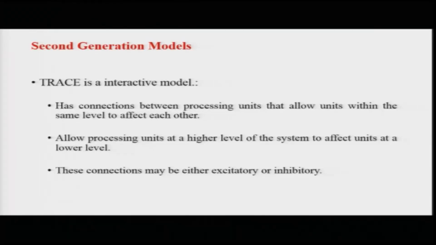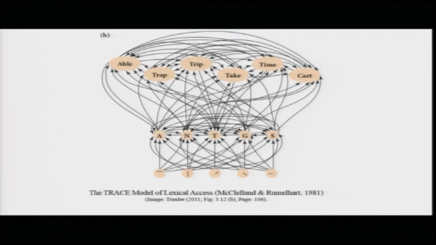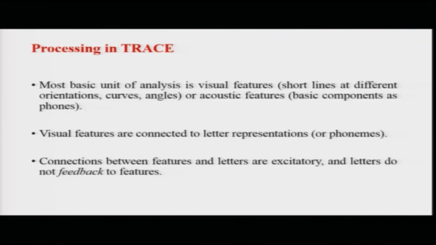These connections between components at these levels can be either excitatory or inhibitory. This is also something that one needs to remember. I would suggest that you look at the architecture in some detail. This is how this really happens, and then let us look at the processing that happens in the TRACE model. Now, the most basic unit of analysis when you look at a visual word is features: vertical lines, horizontal lines, slanted lines, semi-curved structures, and so on and so forth. In speech, in an acoustic form, it is the phonetic features.